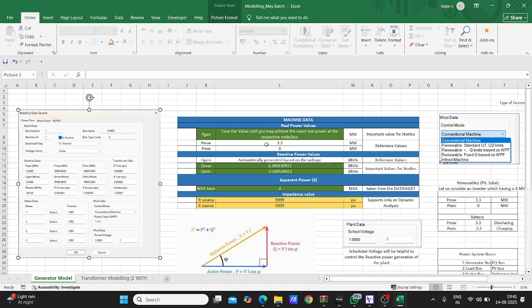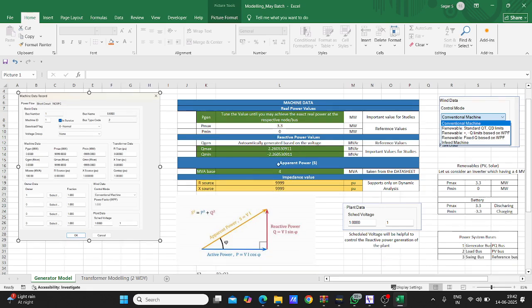Yesterday we discussed the complete generator data sheets. P maximum and P minimum values, as well as Q maximum and Q minimum values, how we are going to calculate them, and the MVA base and impedance values. Here we are concentrating on the main parameter, the Q values, and how we are going to control the Q values with the help of the scheduled voltage. This is a very important parameter that we need to take care of.